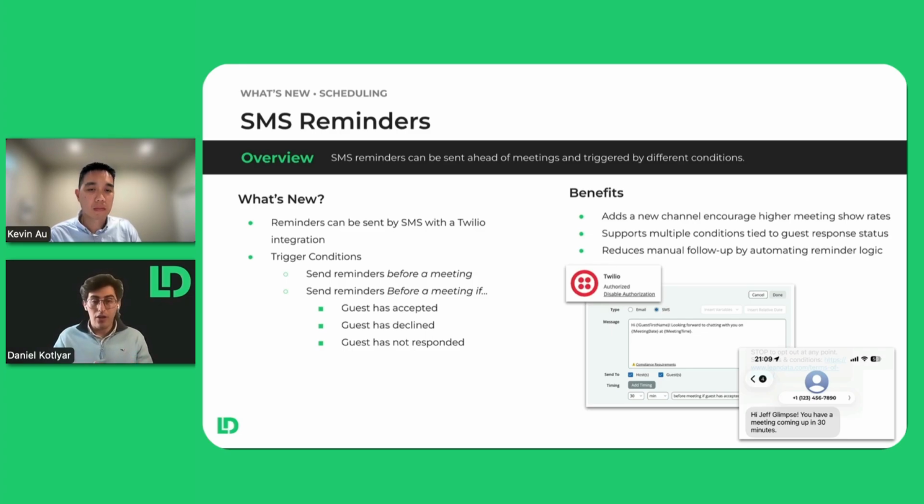And just there on the bottom right is a little bit what it looks like. You've got an authorized Twilio account. You're able to specify SMS.